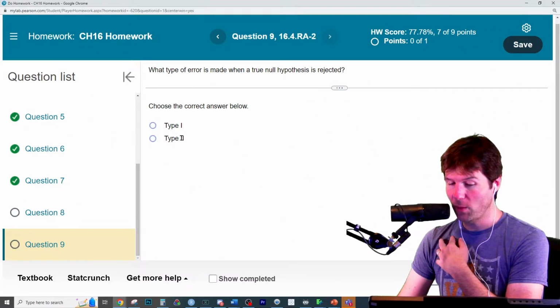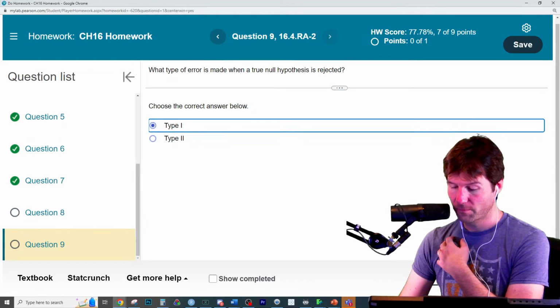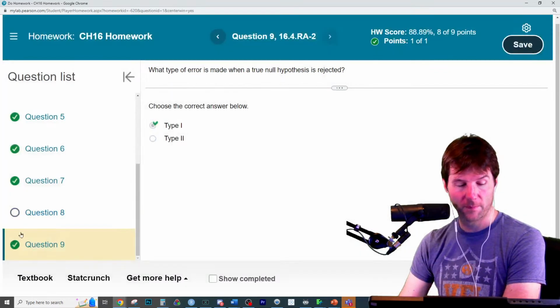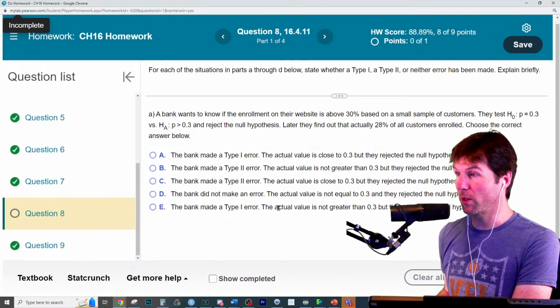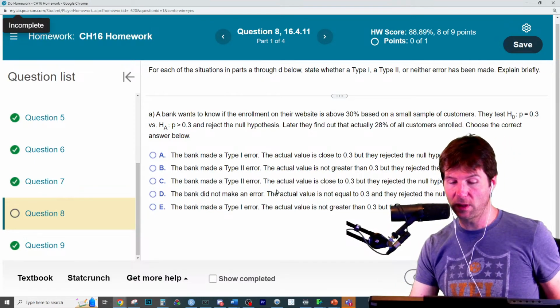So what type of error is made when the null is true and we reject it? It's a type 1 error. There we go. So here you go. Each of these situations right here, mark type 1, type 2 error. That's going to help us with these.